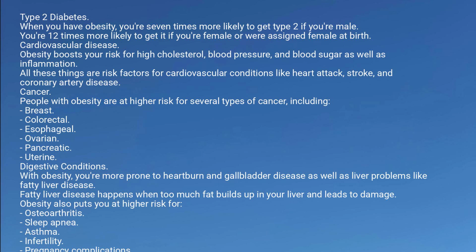Cancer. People with obesity are at higher risk for several types of cancer, including breast, colorectal, esophageal, ovarian, pancreatic, and uterine. Digestive conditions. With obesity, you're more prone to heartburn and gallbladder disease as well as liver problems like fatty liver disease. Fatty liver disease happens when too much fat builds up in your liver and leads to damage. Obesity also puts you at higher risk for osteoarthritis, sleep apnea, asthma, infertility, pregnancy complications, back pain, Alzheimer's disease, and depression.